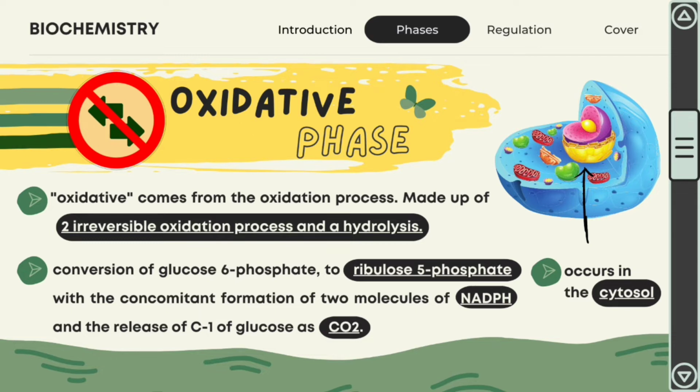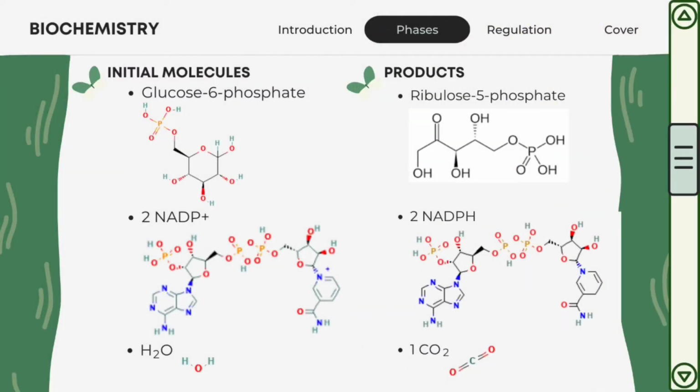Now, this phase mainly takes place in the cytosol, which we know is the liquid found inside cells. To acquaint you, the oxidative phase serves as the first stage of the pentose phosphate pathway, starting with the glucose 6-phosphate converted into ribulose 5-phosphate that then produces NADPH and CO2, or carbon dioxide molecule, from the released carbon 1 of the glucose 6-phosphate.